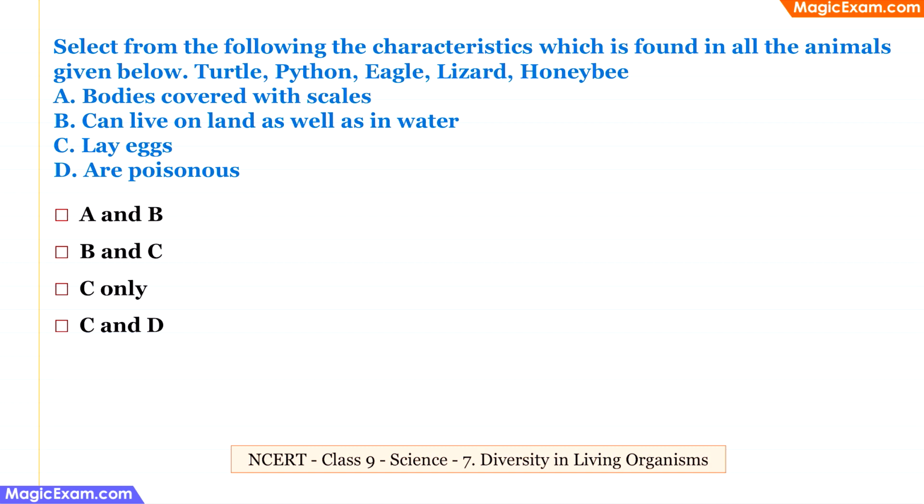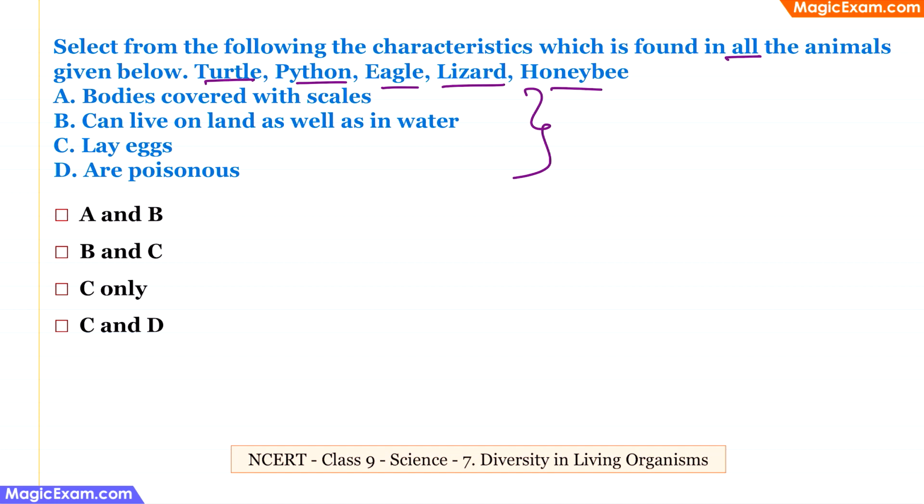Select from the below the characteristics which are found in all the animals given below. Now, there is a list of 5 animals that is mentioned, 3 of which are actually reptiles, that is turtle, python and lizard, and 1 is a bird and 1 is an insect. So now we have to identify which of these statements are applicable to all of these.